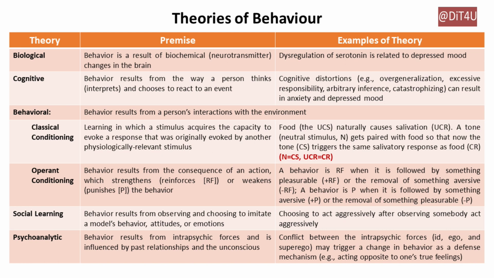Then you have operant conditioning, which takes it a step further than classical conditioning. Behavior results from the consequence of an action. Okay, so in classical conditioning, it is unconscious. The whole process is unconscious. Whereas in operant conditioning, there is some learning involved. Consequence of an action, which strengthens or reinforces, RF, the behavior, or weakens, punishes, P, the behavior. Okay, so there is actual active learning going on in operant conditioning.